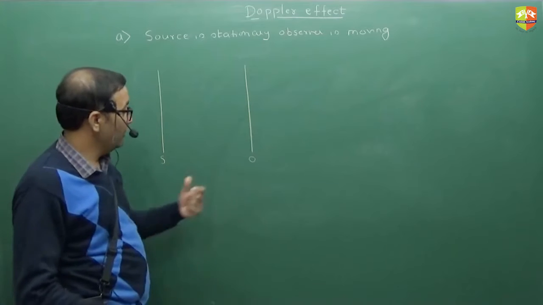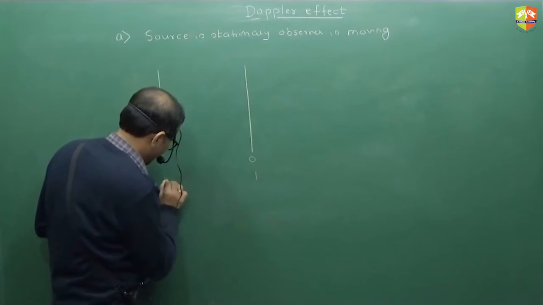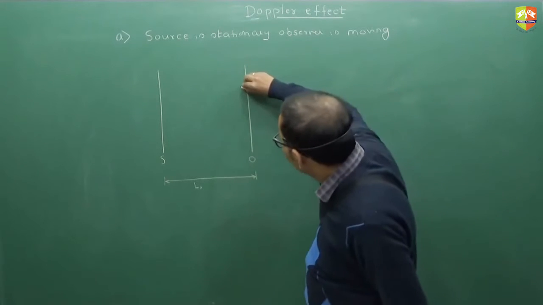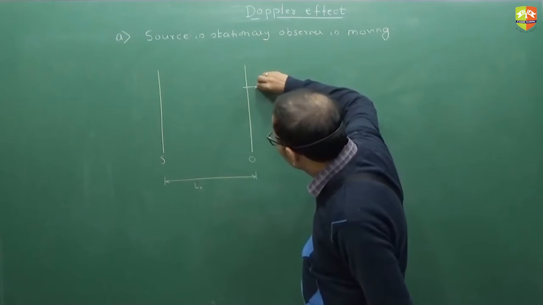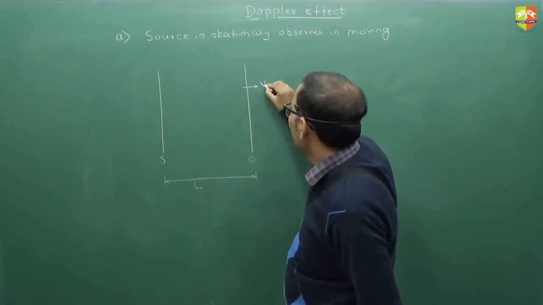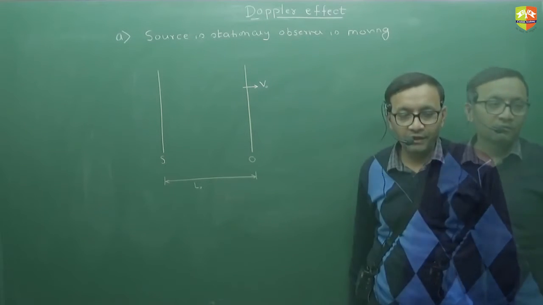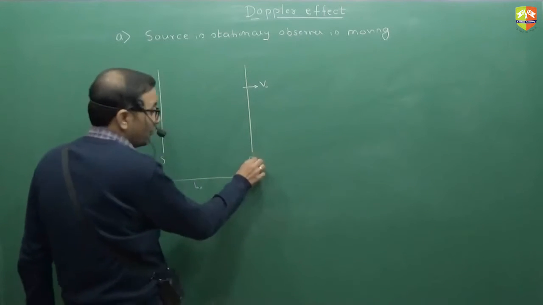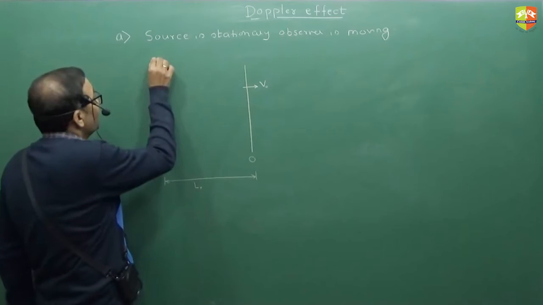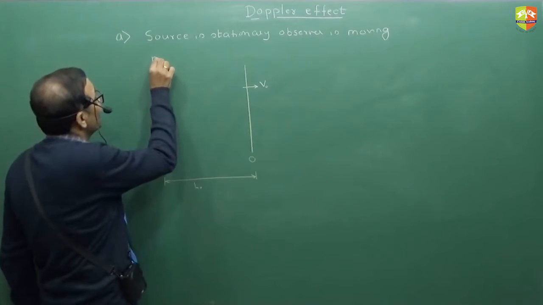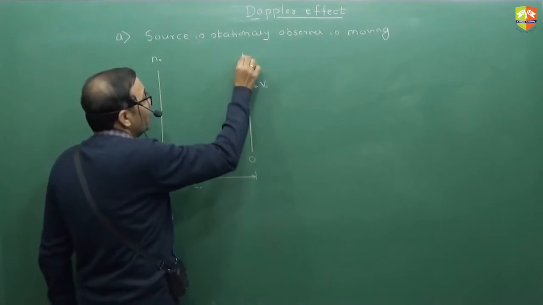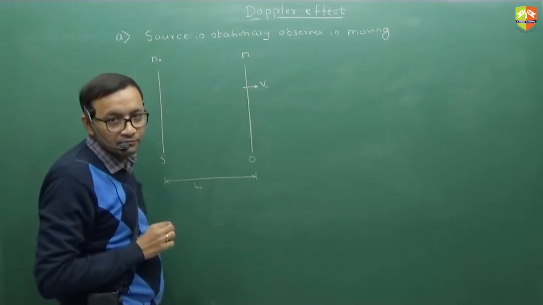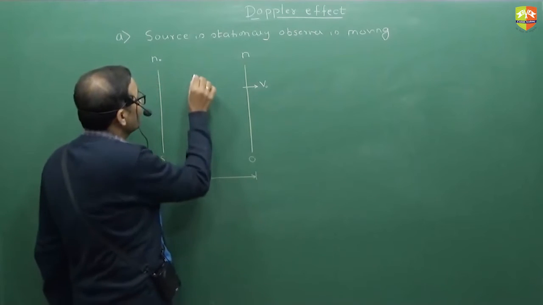There will be source, there will be observer. Let's say the distance between them is L naught. And the observer is moving away from the source with a velocity of V naught. Now I'm going to find out what frequency the observer will hear. The frequency that the source is throwing is N naught, the observer will get n. I want to find out what n is depending on N naught and V naught. Speed of sound is given as c.